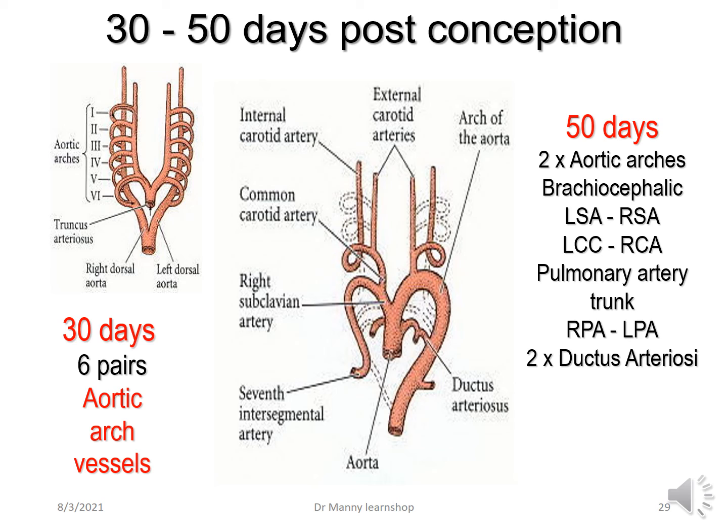So approximately day 30 to day 50 post-conception, 6 pairs of aortic arch vessels develop. At 50 days, there are 2 aortic arches. There's a brachiocephalic artery with a left subclavian artery and a right subclavian artery, a left common carotid and a right carotid artery. You've got the pulmonary trunk, you've got the right pulmonary artery and the left pulmonary artery, but you have 2 ductus arteriosi.